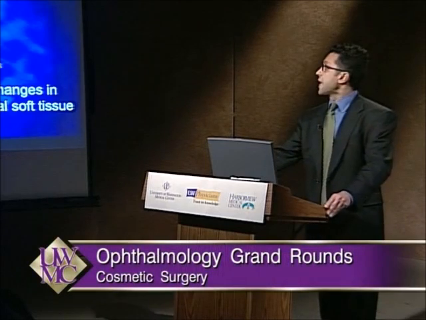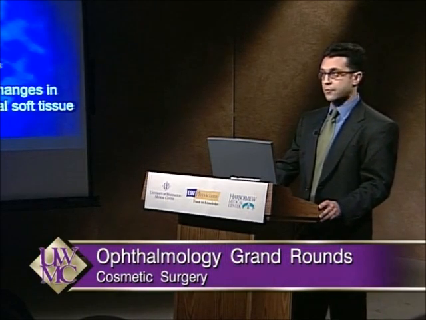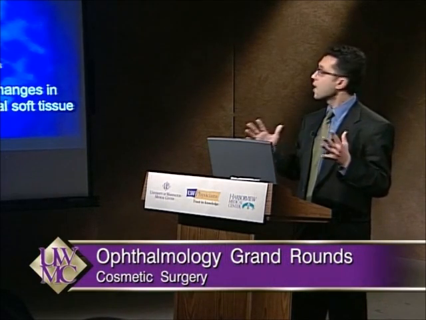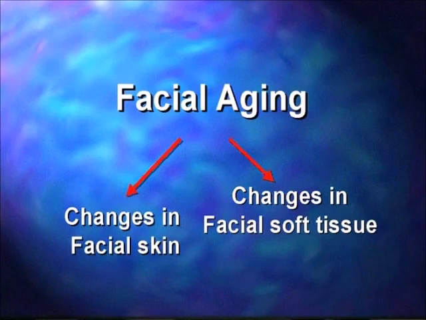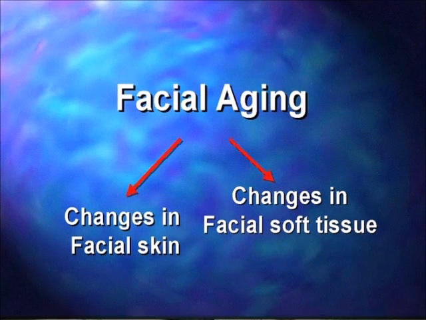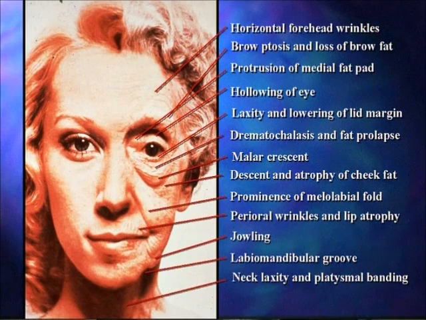When I look at facial aging, I look at two different processes that happen side by side. One is the change in the facial skin. The other is a change in the soft tissue underlying that skin, the fat and the muscle, as well as the bone. So what are some of the changes that we see in the facial soft tissue with aging? This slide summarizes a lot of those changes.